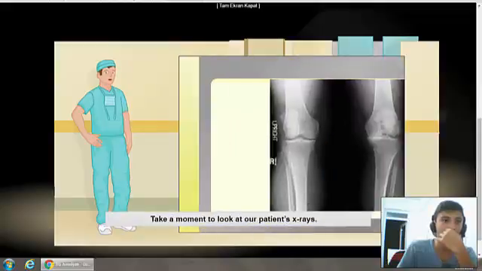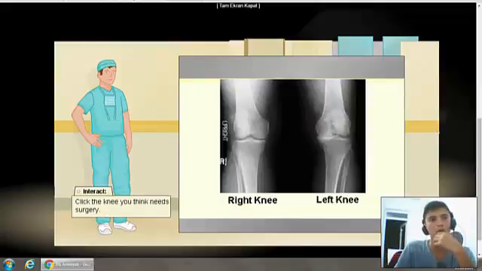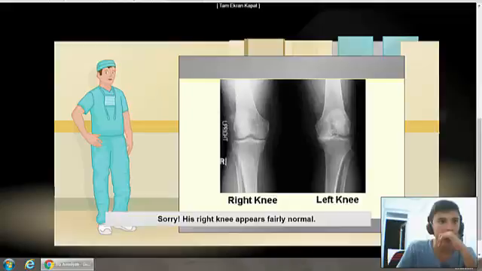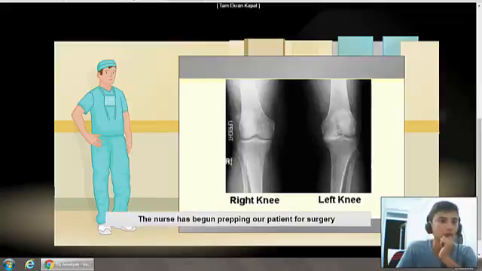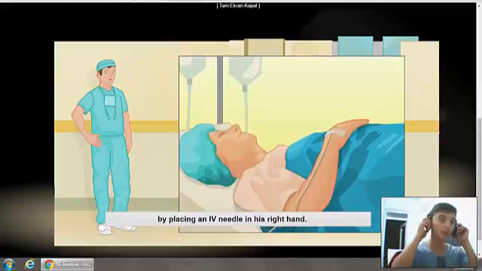Take a moment to look at our patient's x-rays. Which knee do you think needs surgery? Oo. Hacı bu ne ya? Ne yapacağız? Sorry, his right knee appears fairly normal. His left knee appears worn down and lacking cartilage, which is likely the cause of his pain. The nurse has begun prepping our patient for surgery by placing an IV needle in his right hand.